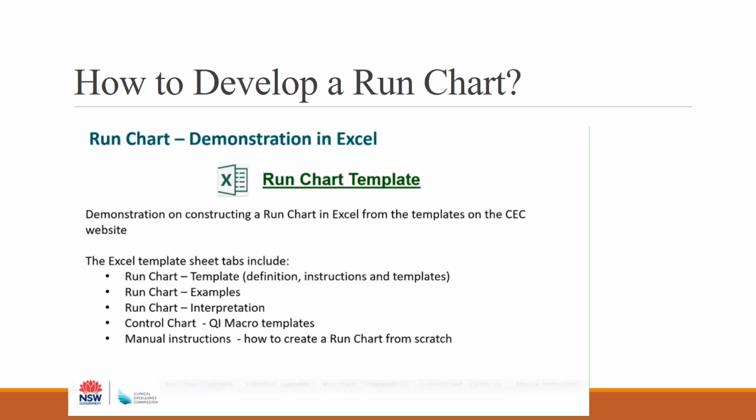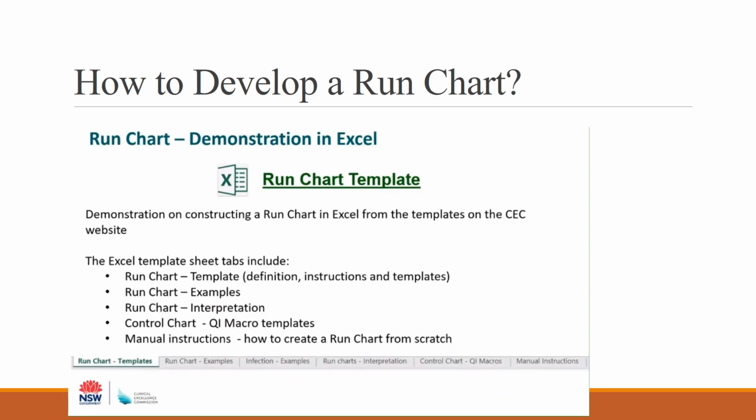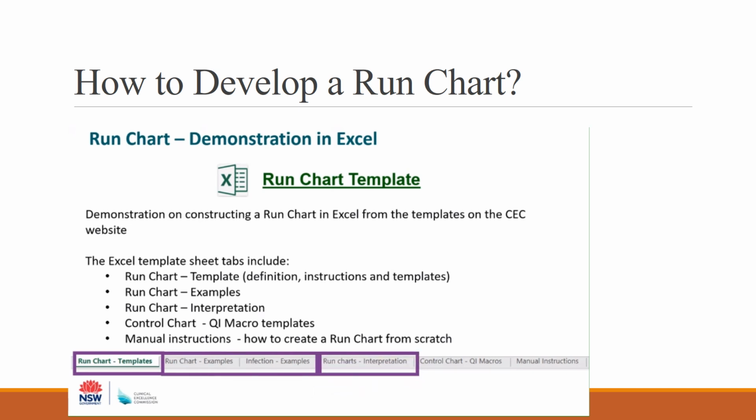When you open up the run chart template in Excel, you'll see various tabs or sheets. The first one is the actual template where you can enter your data and the chart will grow automatically. Then we have some examples of run charts and how to interpret a run chart. And then there is a tab regarding statistical process control charts and the templates that you use for QI Macros. And then there are some instructions on how you can manually create a run chart from scratch.